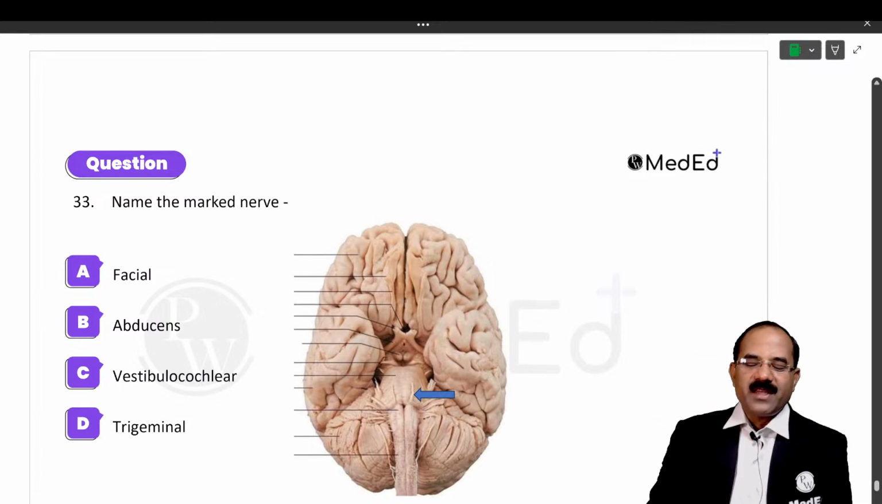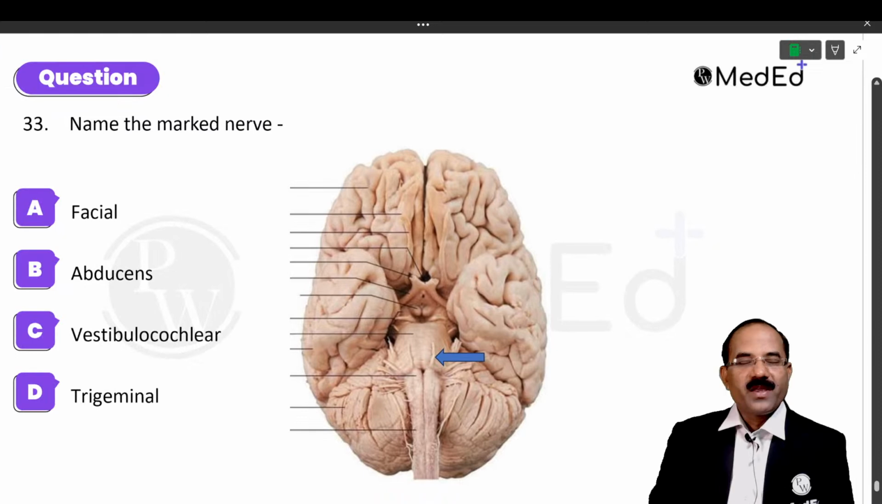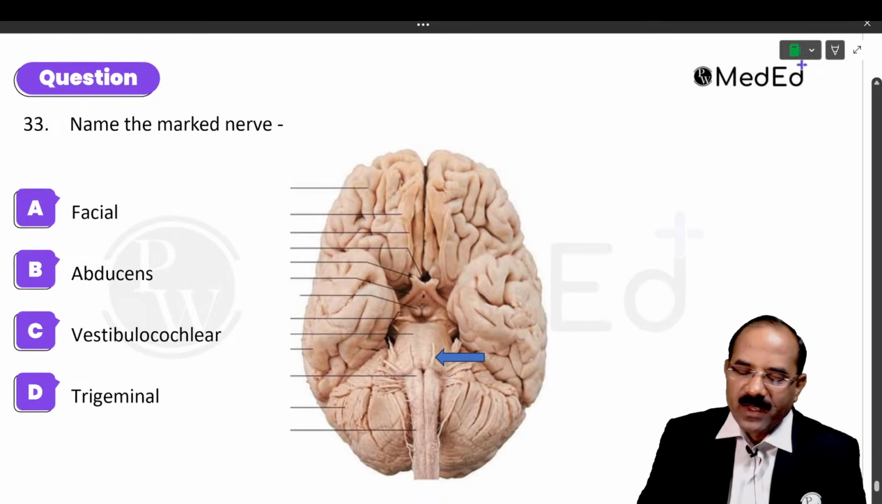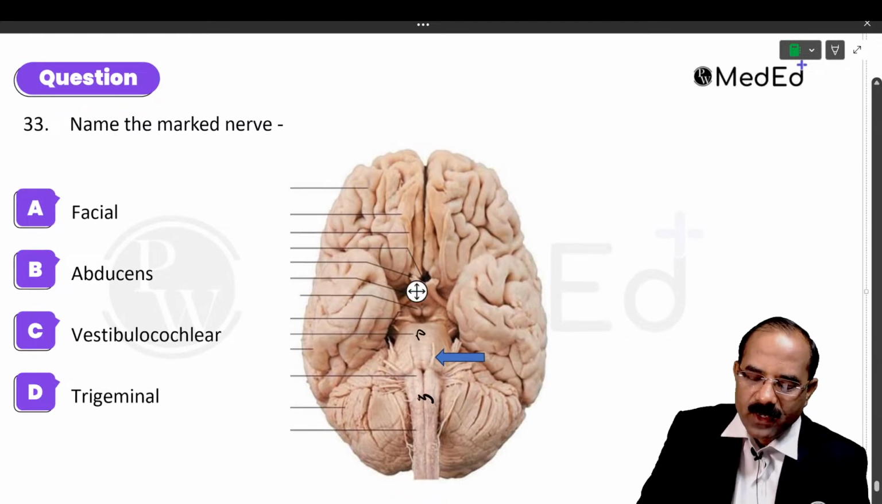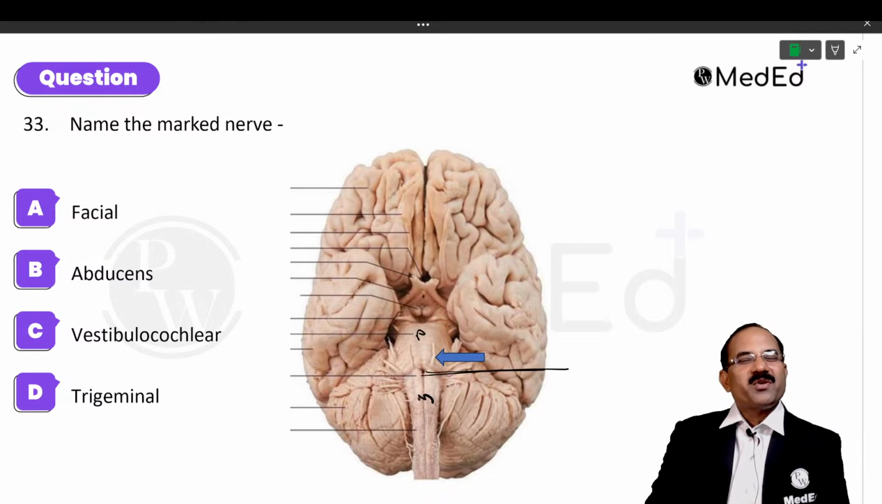Come on, answer this. Name the marked structure. आप ये देख लो and answer करिए. What is this marked structure? अपन कहाँ पे हैं पहले बोलिए. This is the pons. This is the medulla. आप कहाँ पे हो? आप हो pontomedullary junction पे. We are at the pontomedullary junction.